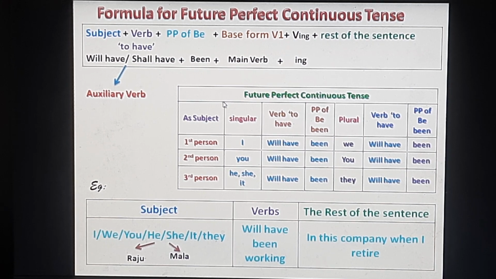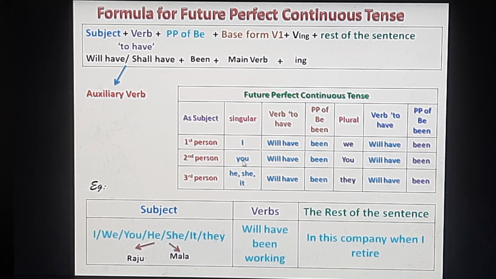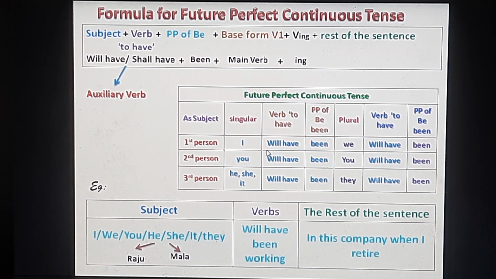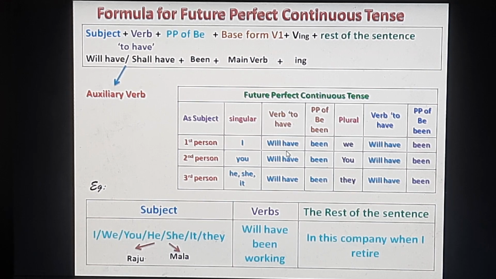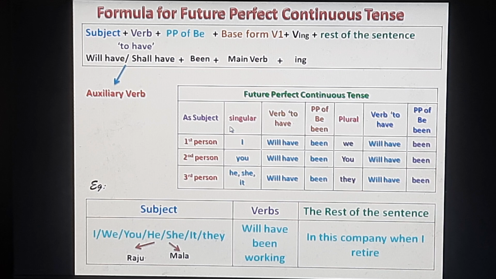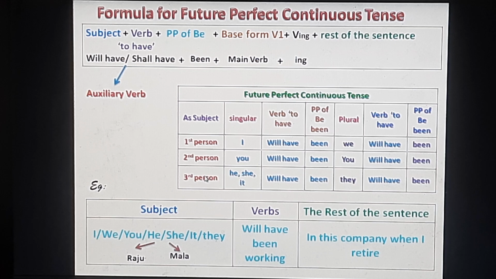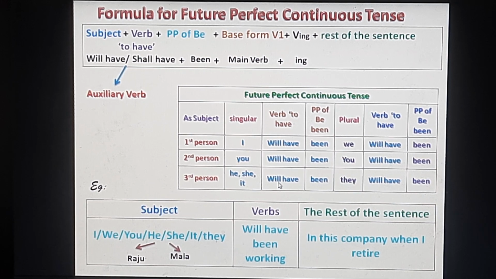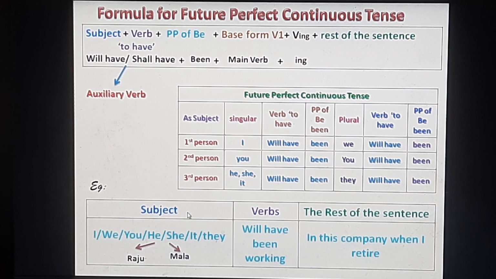Now I have the chart for future perfect continuous tense for the number and the person. So we can make a note of it here that your to have verb is will have or shall have, and it is common to both the numbers, singular and plural, and it is the same for your first person, second person, and third person. So irrespective of the number and the person, your future perfect continuous tense will have will have as your auxiliary verb. Now let's see how we can use it in the sentence.